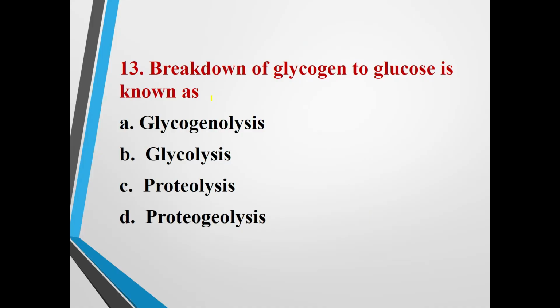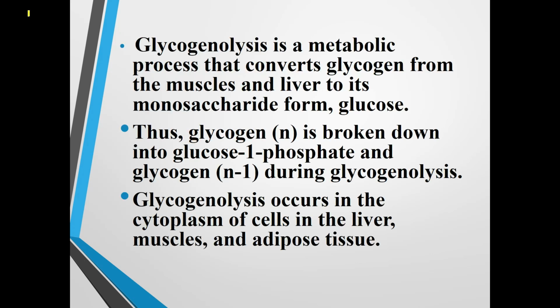Question. Breakdown of glycogen to glucose is known as. Options: A. Glycogenolysis, B. Glycolysis, C. Proteolysis, D. Proteogenolysis. Answer is A. Glycogenolysis. So the breakdown of glycogen to glucose is known as glycogenolysis.